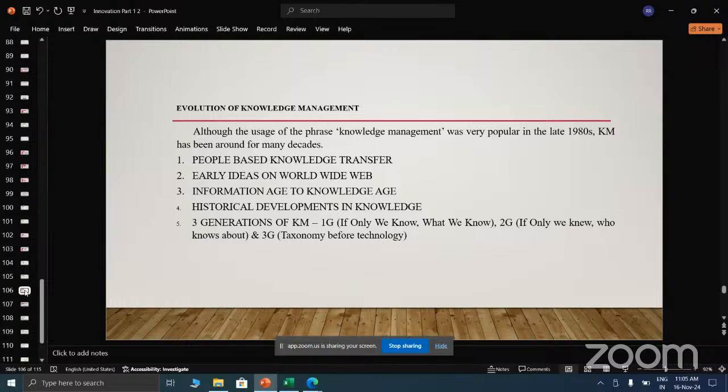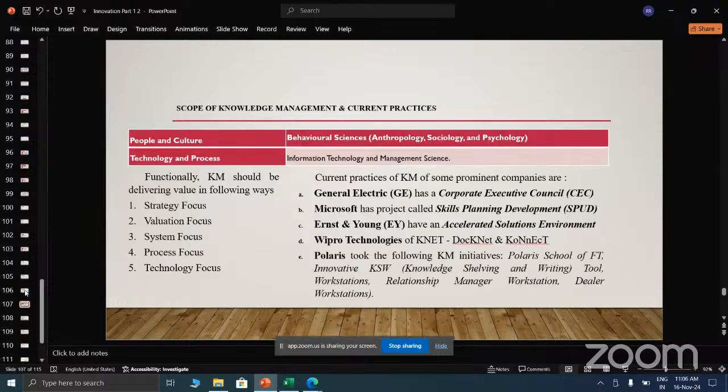The first generation looks into if only we knew what we know. The second generation includes if only we knew who knows about it. And the third generation includes taxonomy before technology. Okay, and let's now look into the scope of knowledge management and its current practices.